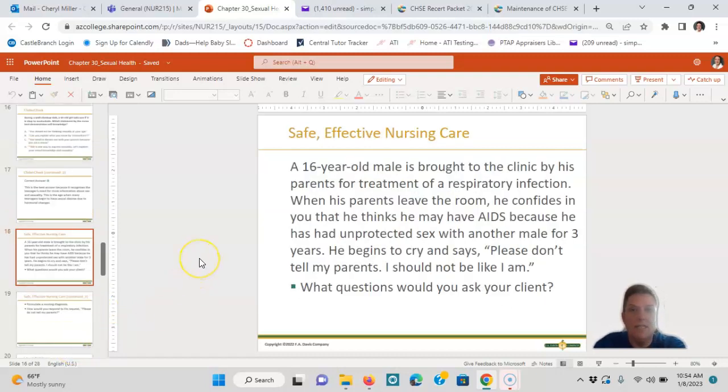All right. A 16-year-old male is brought to a clinic by his parents for treatment of a respiratory infection. When his parents leave the room, he confides in you and he thinks he may have AIDS because he has had unprotected sex with another male for 3 years. He begins to cry and says, "Please don't tell my parents. I should not be like I am." What questions would you ask your client?